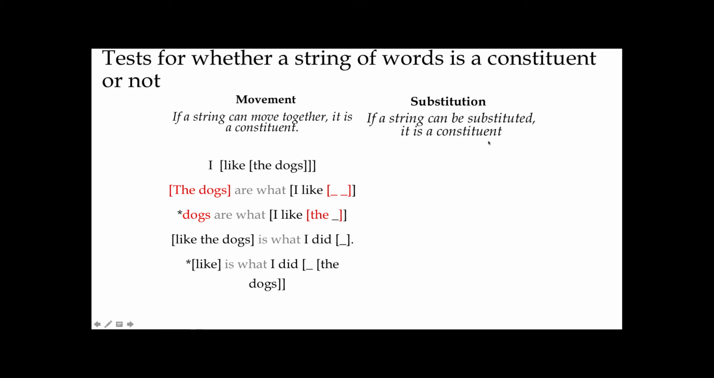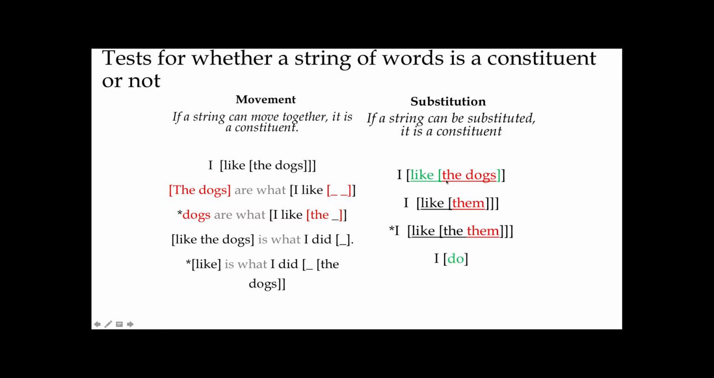Another test would be if a string can be substituted with something else. If a complex string of words could be substituted with a single word, it's a constituent. So again, we have "I like the dogs," "I like them." The pronoun "them" can replace this phrase, "the dogs." The fact that I can replace both of these elements with a single pronoun is a sign that these act as a phrase together. I can't say "I like the them." I can't just replace "dogs" with the pronoun because I'm replacing something that's meant to be a whole phrase. Here I'm just replacing the head, but I'm leaving the modifier of that head stranded. No, this has to replace an entire phrase at a time.